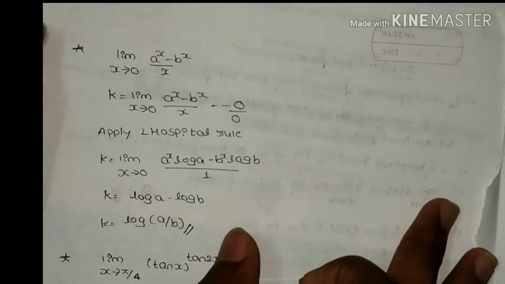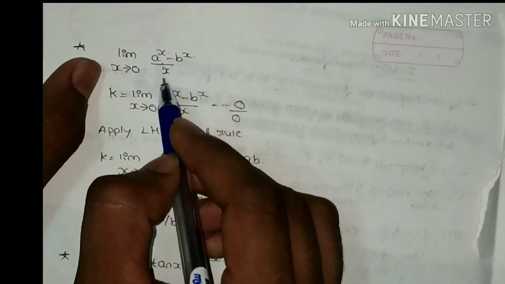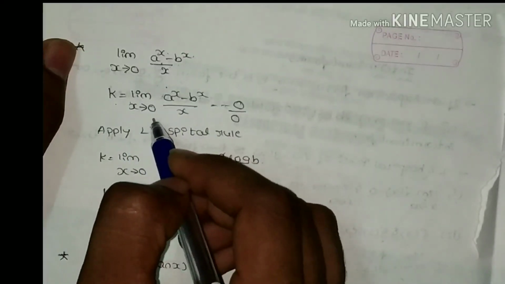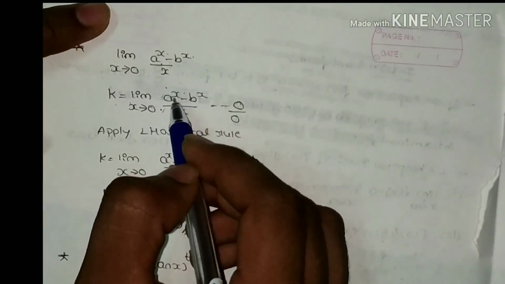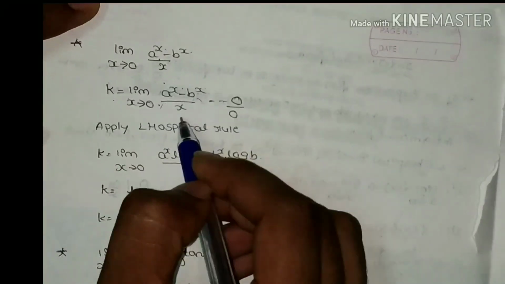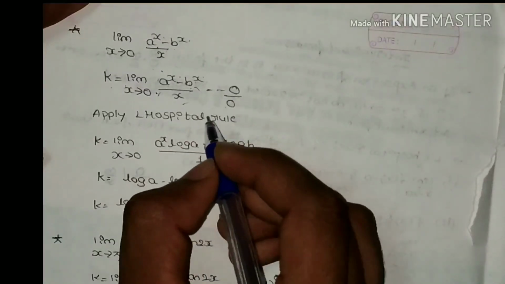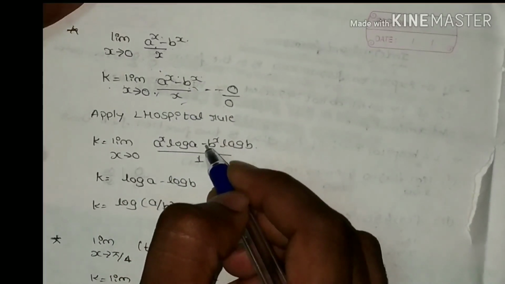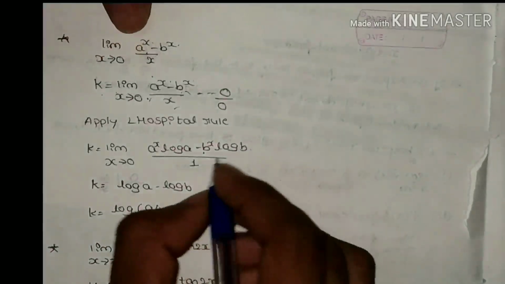Okay, next one, limit of x tends to 0, function is a raised to x minus b raised to x divided by x. So let k be equal to limit a raised to x minus b raised to x divided by x where x tends to 0. Put 0 wherever x is there, so a raised to 0 is 1, b raised to 0 is 1, 1 minus 1 is 0 and x is 0, so it is in the form of 0 by 0. So here apply L'Hospital rule. Differentiation of a raised to x is a raised to x log a, minus the differentiation of b raised to x is b raised to x log b, divided by 1, the differentiation of x.